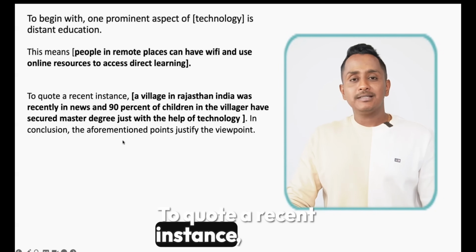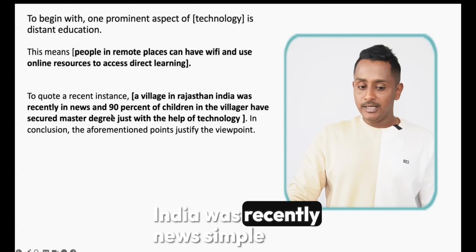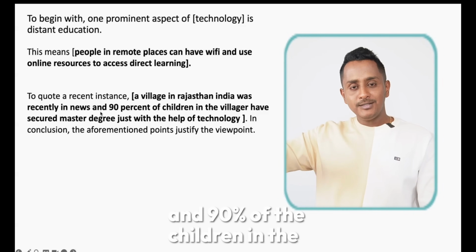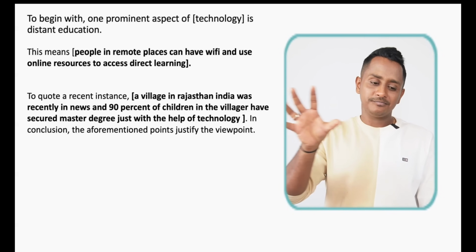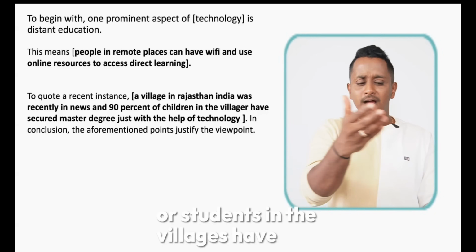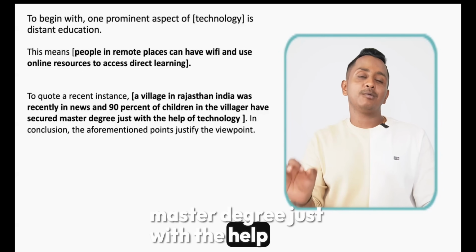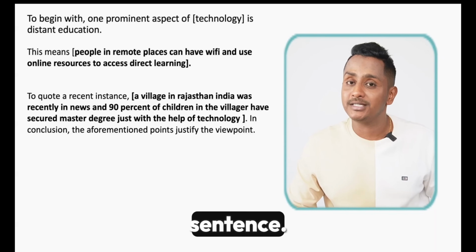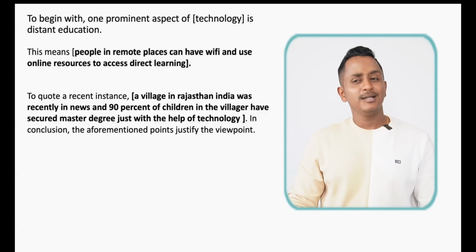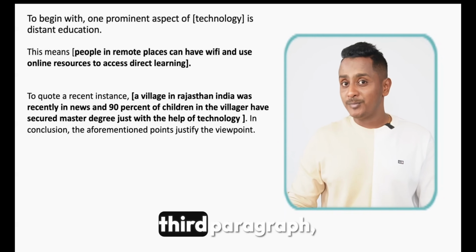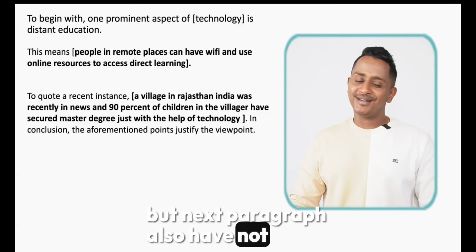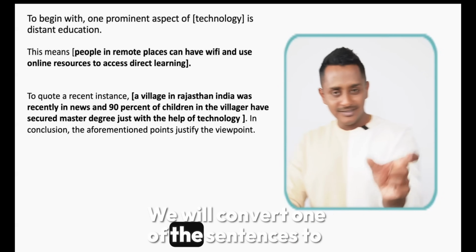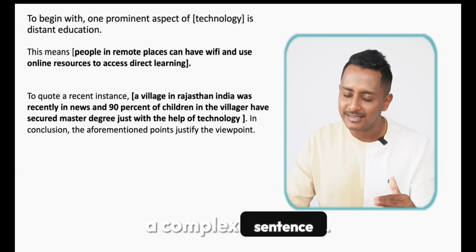To quote a recent instance, a village in Rajasthan, India was recently in the news. Simple sentence. And 90% of the children in the villages have secured master's degrees just with the help of technology. Again, two simple sentences with a connector added in between, called a compound sentence. Where is the complex sentence? Probably I should have written it in the third paragraph, but in the next paragraph also I have not written it, I know already. So that's the reason we will convert one of the sentences to a complex sentence.